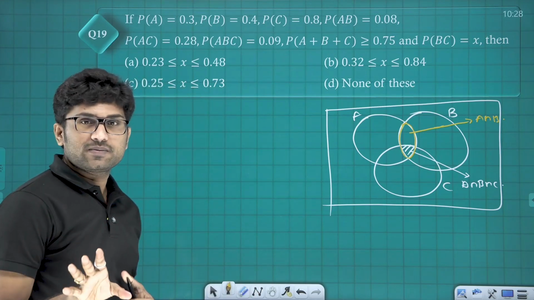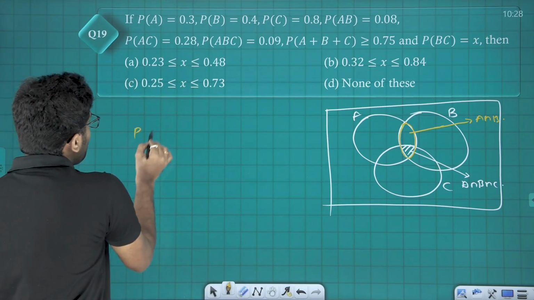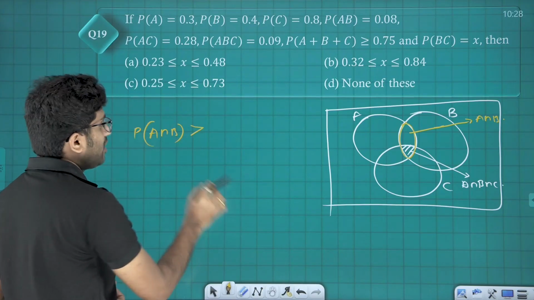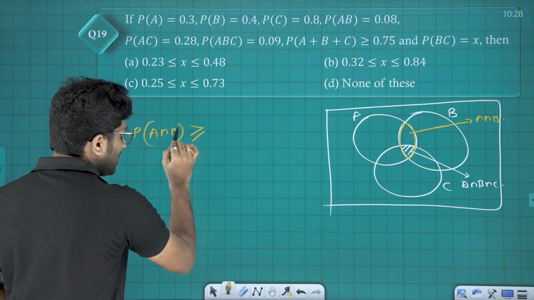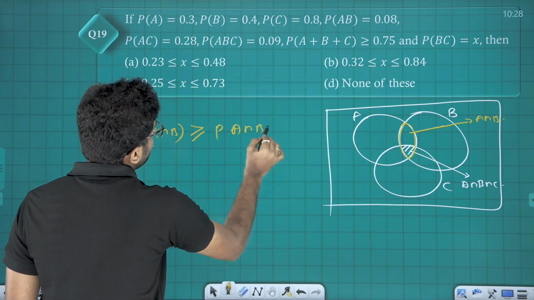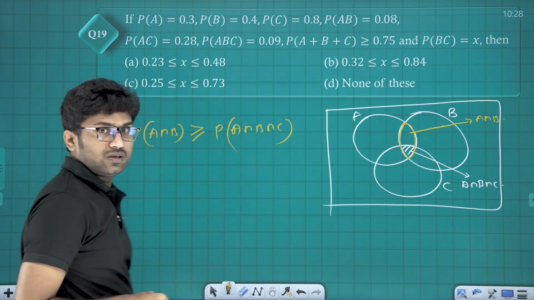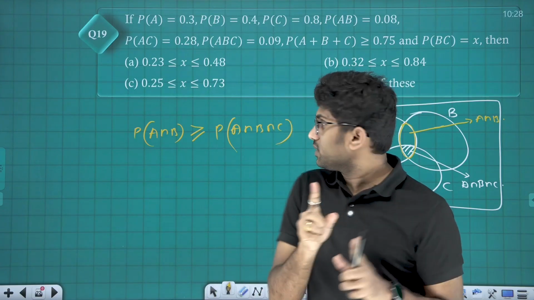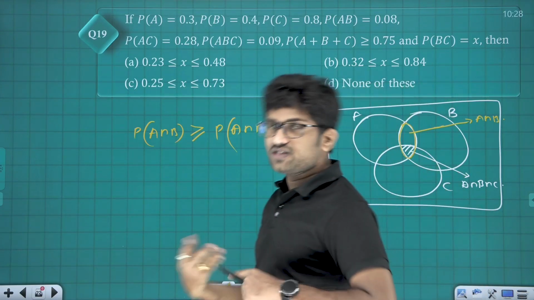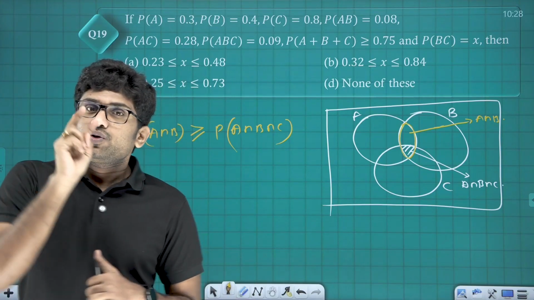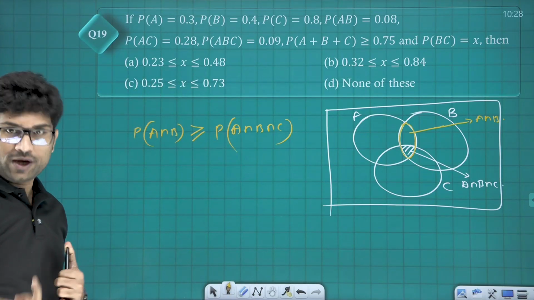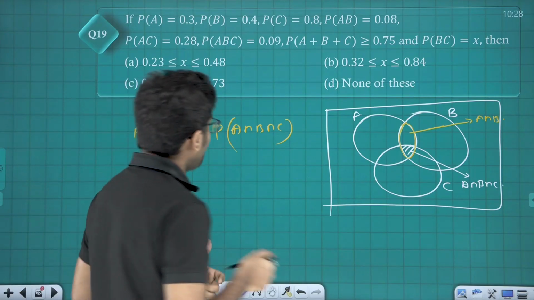For sure friends, P of A intersection B will always be greater than or equal to P of A intersection B intersection C. See, P of A intersection B or B intersection C or A intersection C, any 2 intersection will always be greater than or equal to the 3 intersection. But look at the question.